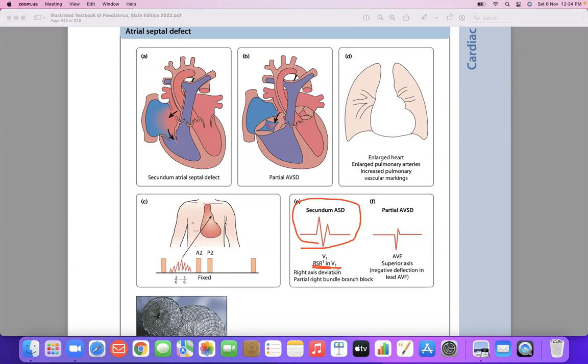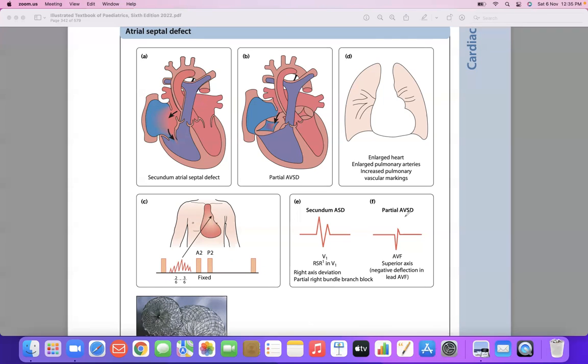I don't think ASD is a very common case in exams, but still, if it can come, we should know. Also you see right axis deviation and partial right bundle branch block. We read before that partial right bundle branch block can be normal also. It can be present in normal children as well. And your differential will be atrial septal defect for that. This is the ECG finding you see in secundum.